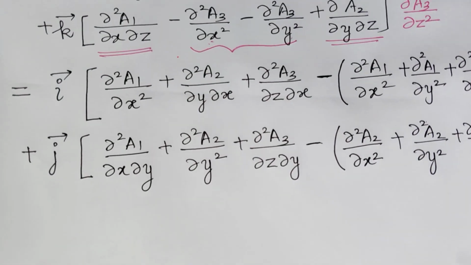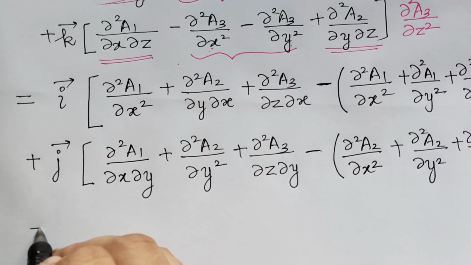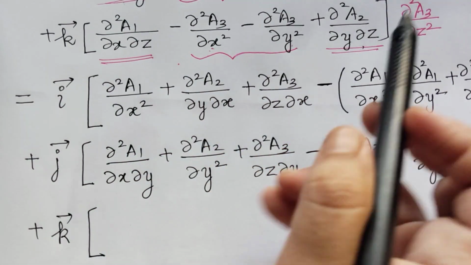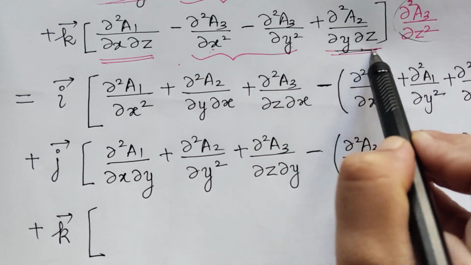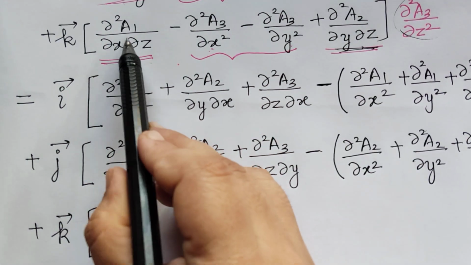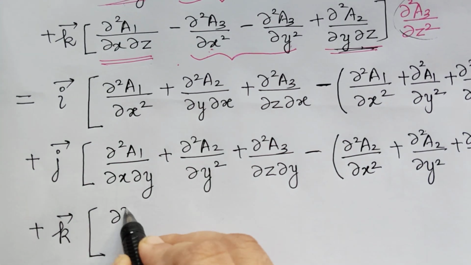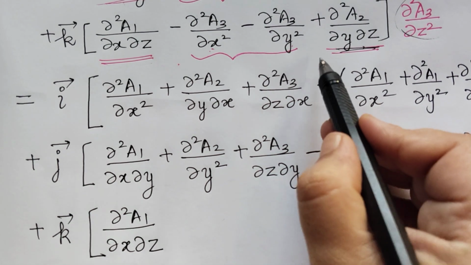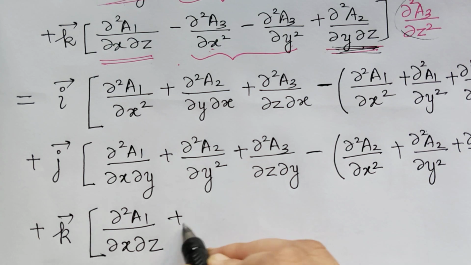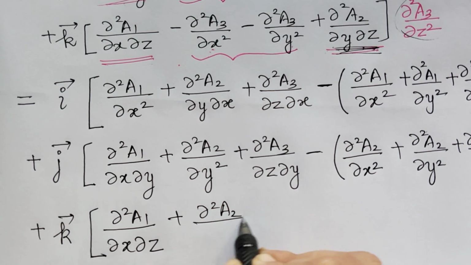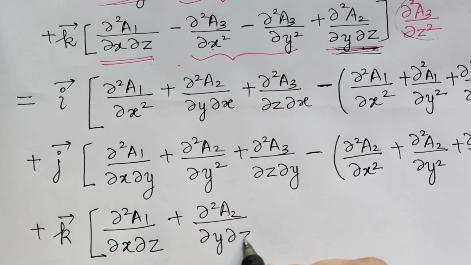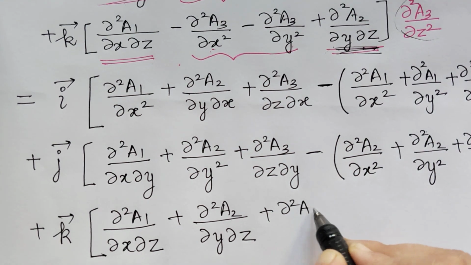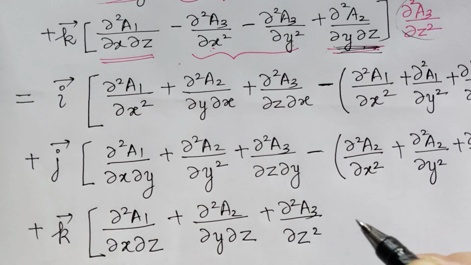In the same way we have to write for this kth component. So plus k vector multiplied with now these terms. So this has to be added to these two terms as I told you before. So first I have a1 over here. So let me write that dou square a1 by dou x dou z. Then I am writing this term. So plus dou squared a2 by dou y dou z. Then the added term. So plus dou square a3 by dou z square. That is what we are adding.